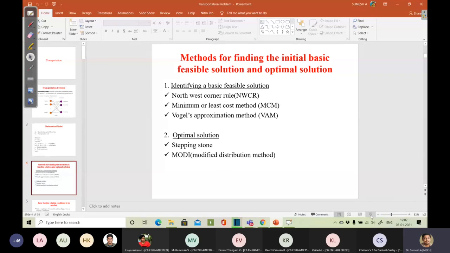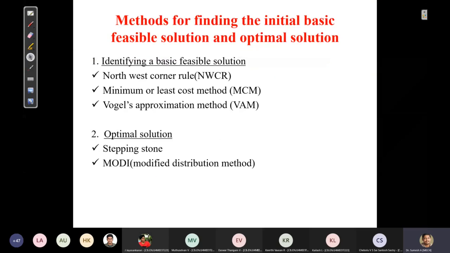So we were discussing the transportation problem in yesterday's class, and we have formulated it and solved it. I have told you that if you want to solve a transportation problem, linear programming is a little bit complex in nature. So we can go for alternate methods.